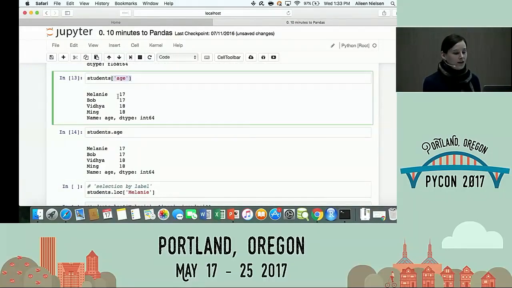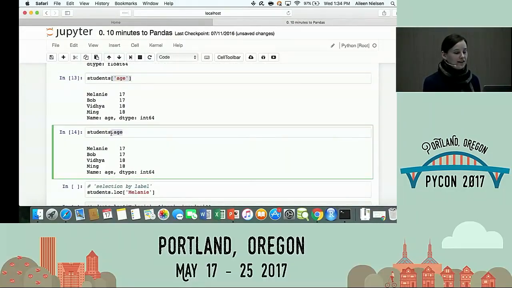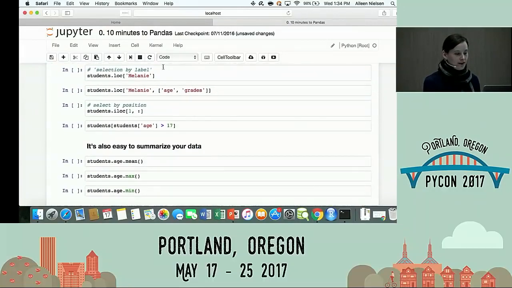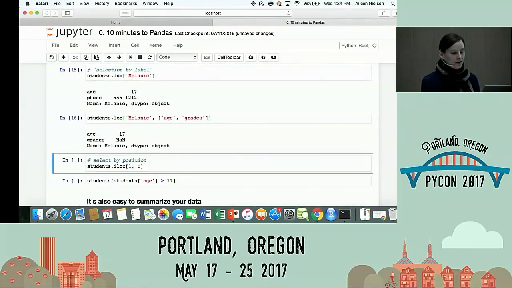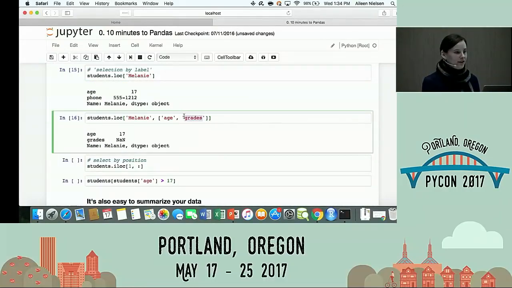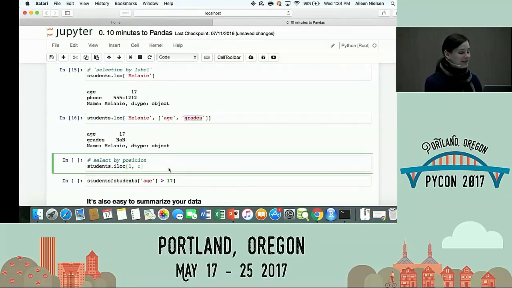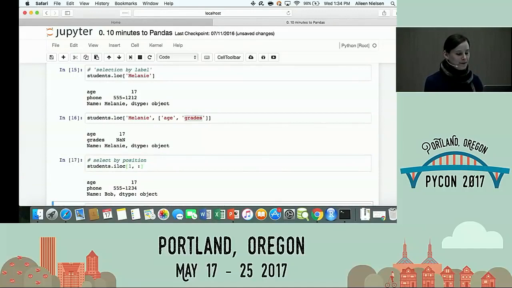So I can either quote it in brackets or I can just access it like an attribute. Can also locate things by label. And what you'll notice here is even if I put in column names that don't exist yet, it will play nice with it. So Pandas is just very forgiving. Good to know, meant to be encouraging for those of you who haven't used it before.